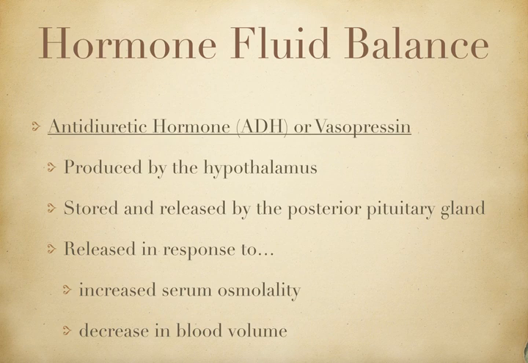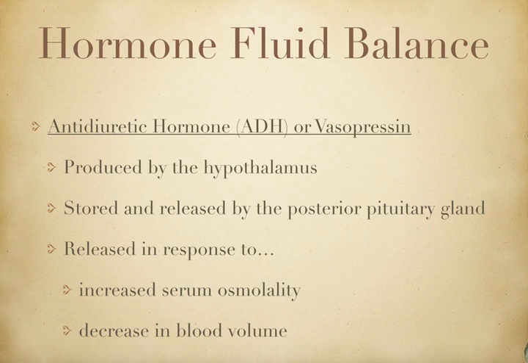Next, let's talk hormone fluid balance. So ADH is also called vasopressin. ADH is a critical hormone. It's produced by the hypothalamus, stored and released by the pituitary gland. When is it released? It's released either when there is an increase in serum osmolality or a decrease in blood pressure.